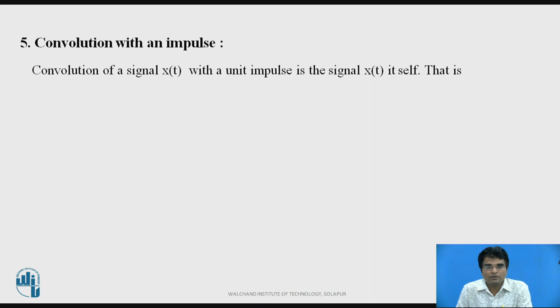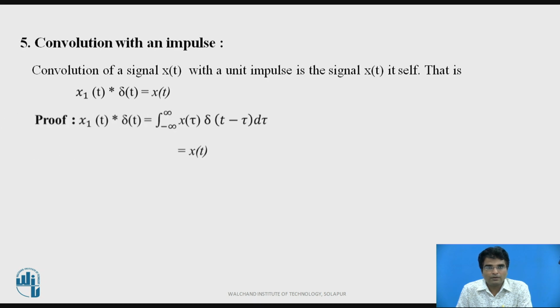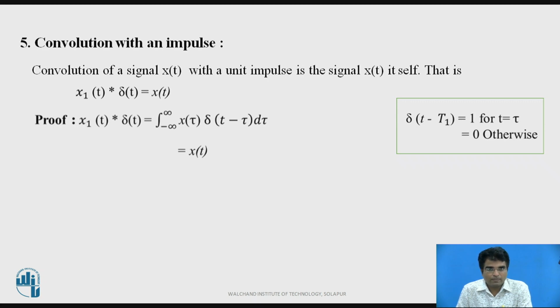Convolution with an impulse. The convolution of a signal x(t) with a unit impulse is the signal x(t) itself, that is, x(t) * delta(t) = x(t). Proof: x(t) * delta(t) = integral from minus infinity to infinity of x(tau) delta(t minus tau) d tau, which is equal to x(t). Here we have used the property of delta(t minus t1), equal to 1 for t at that point, or 0 otherwise.